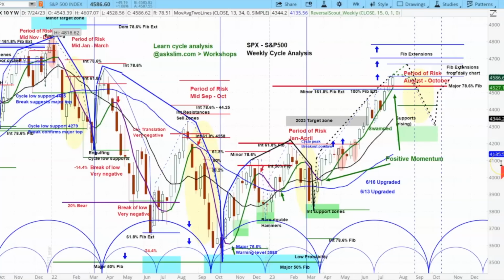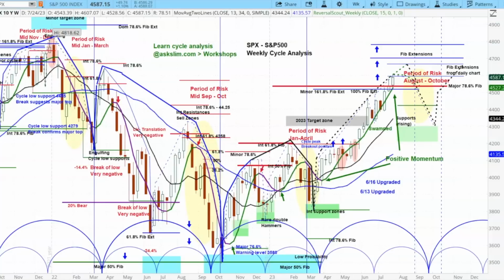I also want you to note that momentum has been positive, and it turned positive way back over here in March of this year and has remained positive, as you can see, by our Reversal Scout. Reversal Scout is a level 4 study that you get to put on the Thinkorswim platform. So very important to have a good handle on the momentum conditions.